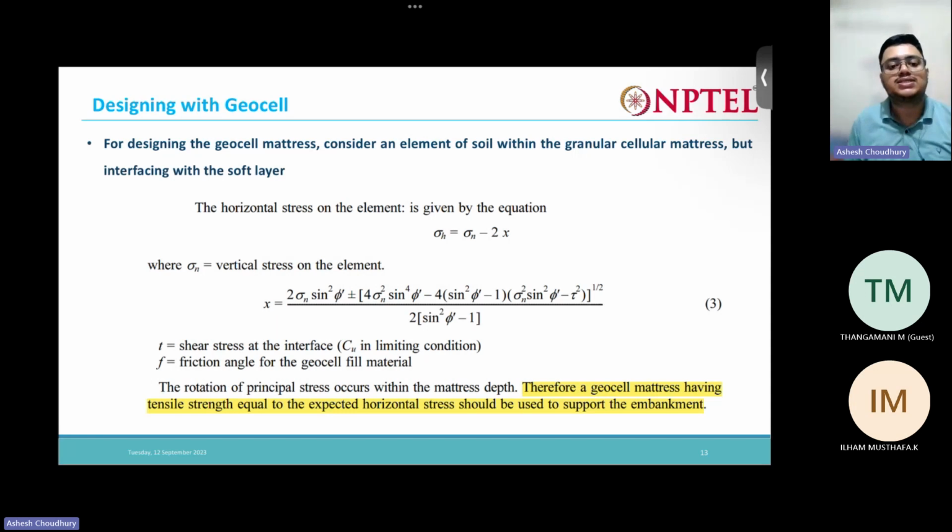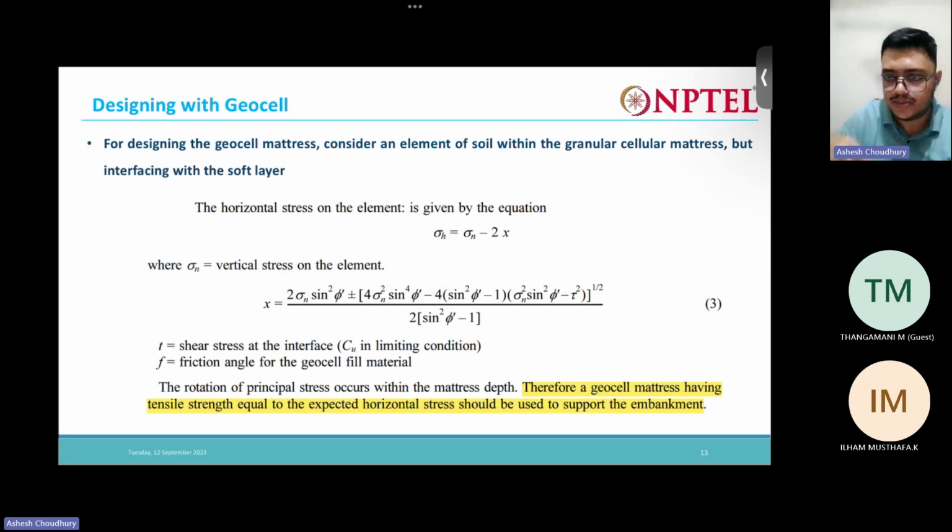The horizontal stress on the element is given by this equation. Sigma h is equal to sigma n minus twice x. What is sigma n? Sigma n is the vertical stress on that element. It is the overburden pressure on each element. And what is x? X is given by this expression. You can see this x depends on the vertical stress. The phi dash is the phi of the soil that is filled in the geocell.